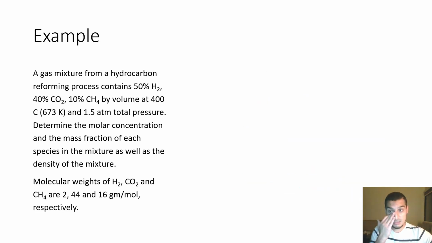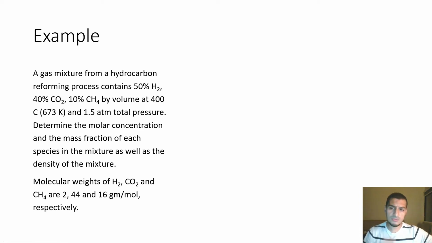For the second example, we have a mixture of three components: hydrogen, carbon dioxide, and methane, and we have the mole fraction 50%, 40%, and 10%. These are the percents by volume, which is the same as by moles. So this is the mole fraction. The temperature is 400 degrees Celsius and the pressure is 1 atmosphere.